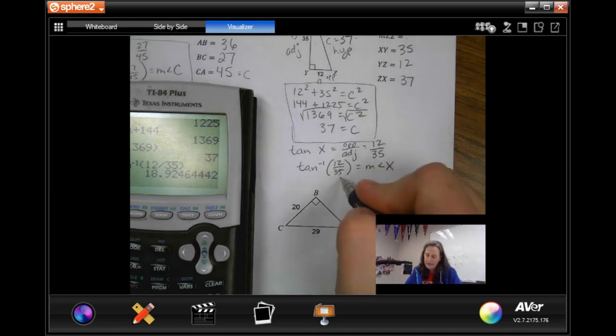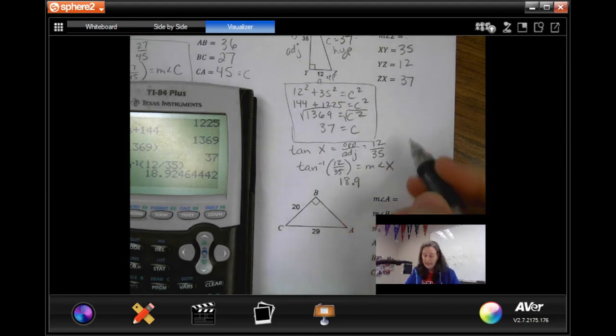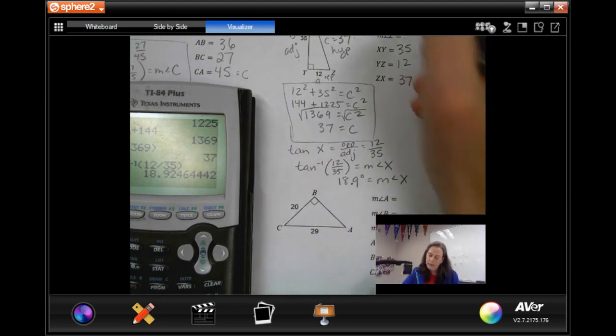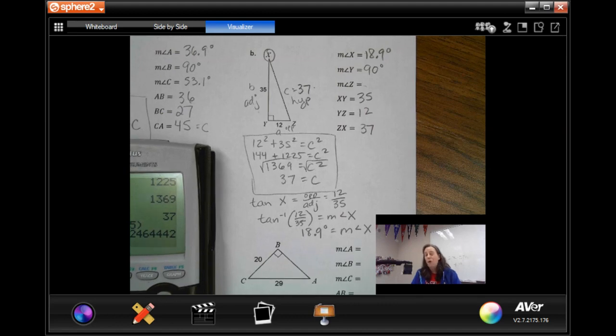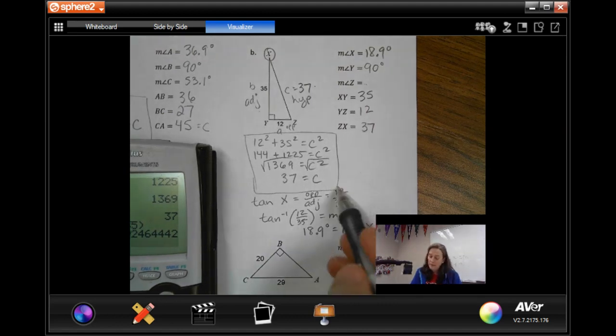That is 18.9 degrees is the measure of angle X. 18.9 degrees. Put that up here. 18.9. So now we just have that one angle left.